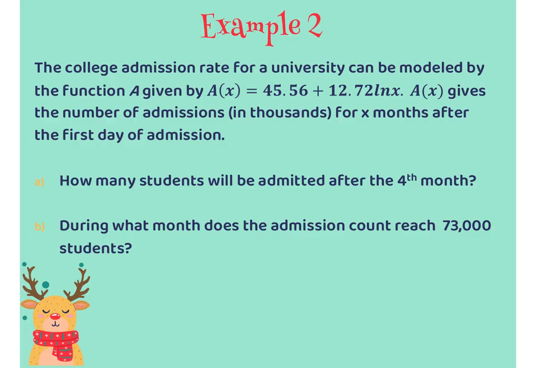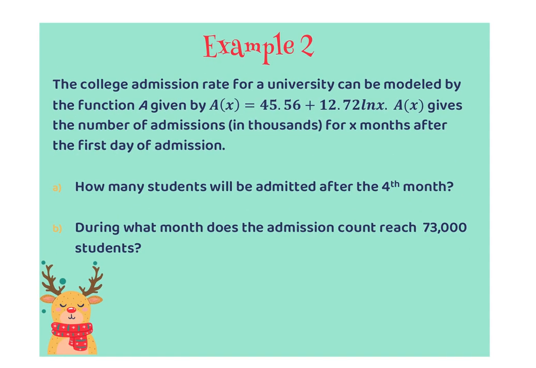Now I'm going to go to example 2. The college admission rate for a university can be modeled by the function A of x equals 45.56 plus 12.72 ln of x. A of x gives the number of admissions in thousands for x months after the first day of admission. So I'm going to put this in. It says how many students will be admitted after the 4th month. So I'm going to do y equals, and I'm going to type that in.